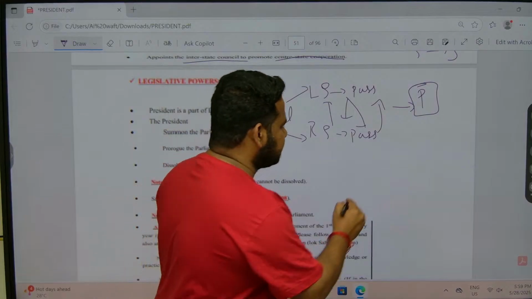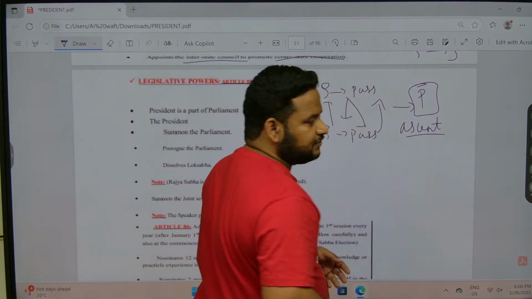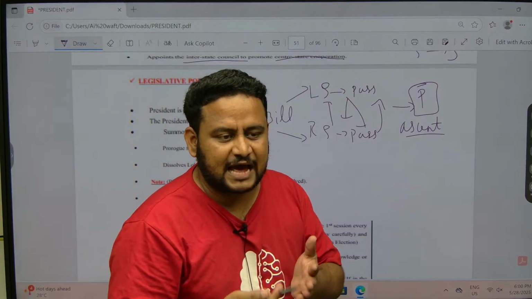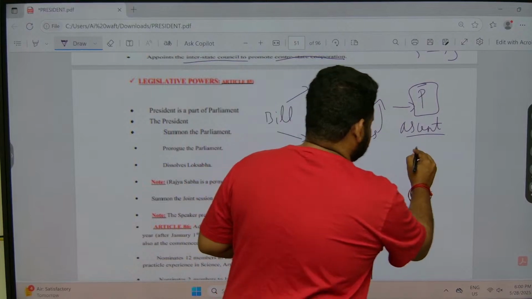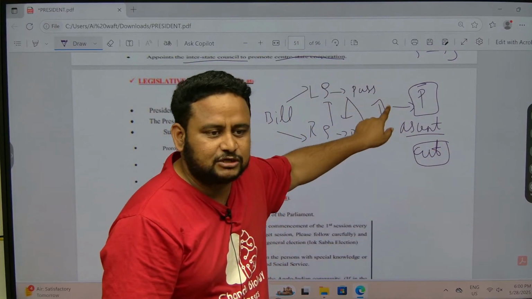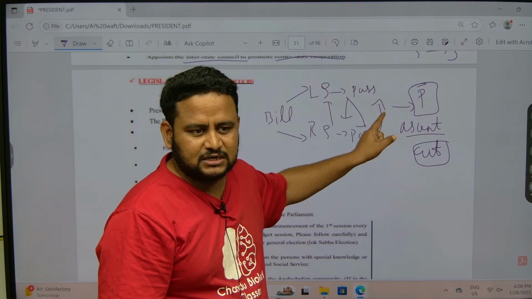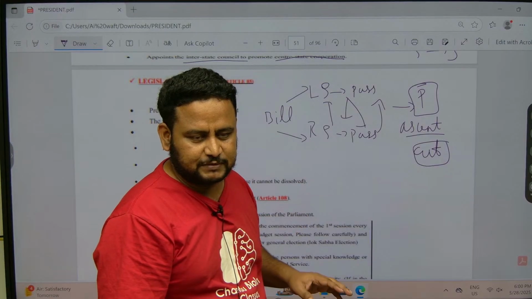That is called giving assent to the bill. Only when he gives assent will the bill become an act. The bill will become what? An act. Got it? This is nothing but the legislative power of the president. This is the legislative power of the president.